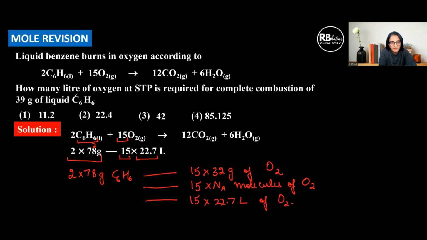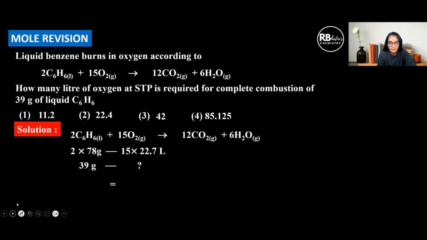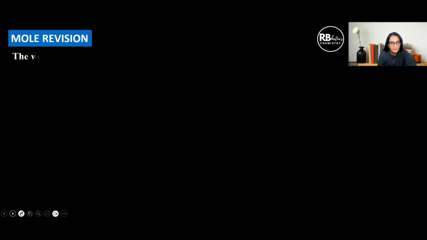Depending on what is asked, since we have been asked volume of oxygen at STP, so we are going to use this last relation. So proceeding with this, 39 gram is going to combine with how much? Simple unitary method, 15 into 22.7 upon 2 into 78 into 39, and we get the answer in liter, 85.125 liter. We move on to the next.